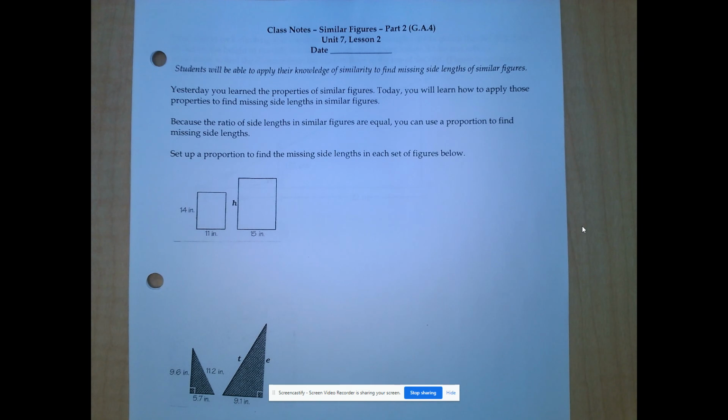Hey, we are talking about similar figures part 2, unit 7, lesson 2, 7.2. So this is still geometry, clearly, but we are applying your knowledge of similarity from the last lesson to finding a missing side on similar figures. Before we were saying how the ratios had to be constant. Well, what does that really mean?